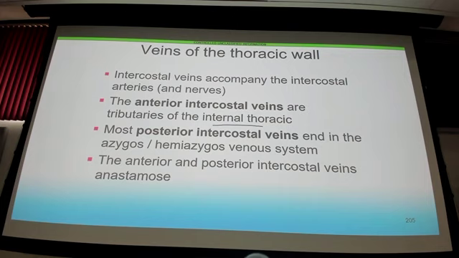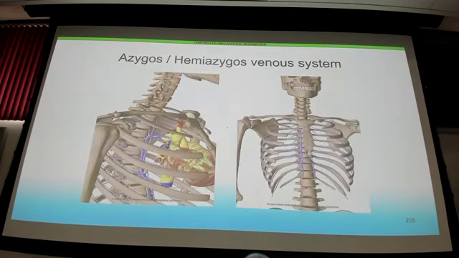So the posterior intercostal veins will empty into a crazy system called the azygos hemiazygos system. You can use either word. Sometimes we'll just say the azygos system. Or it's the hemiazygos, but they're the same, interchangeable there. So if we look at this picture, back here by the aorta, you have this venous system that we kind of see here in 3D that drains posterior intercostal veins.